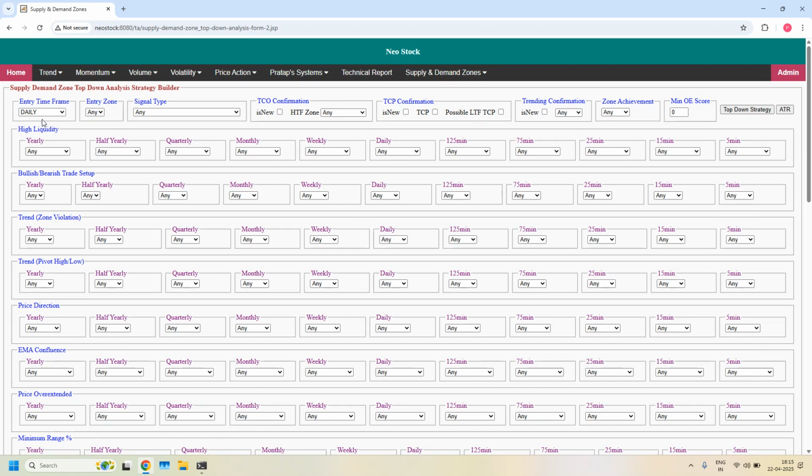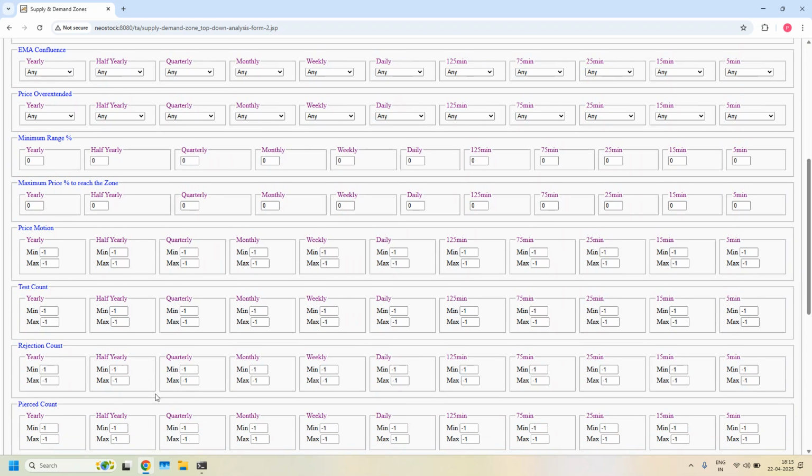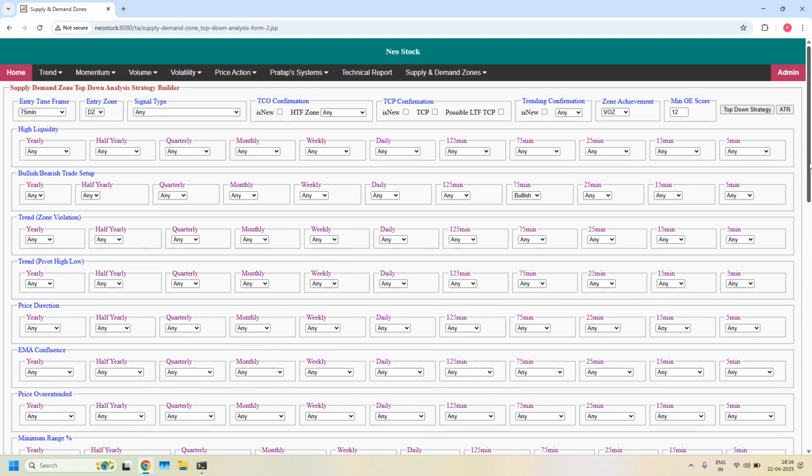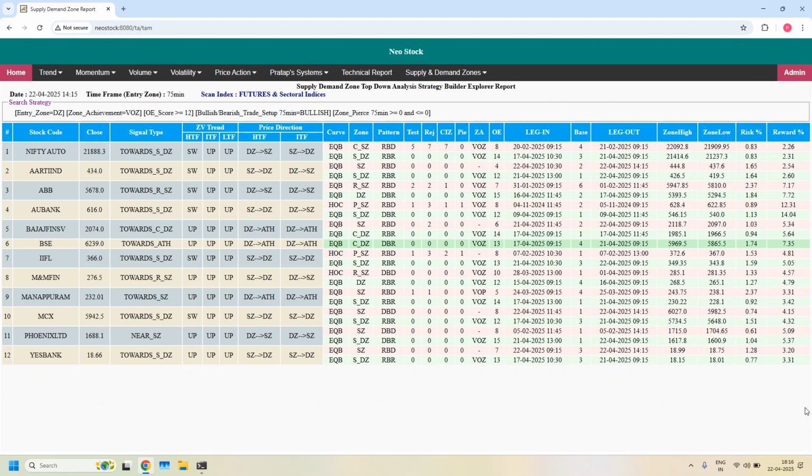So first weekly income trade, bullish trade setup, entry time frame 75 minutes, entry zone, demand zone, bullish or bearish at 75 minutes, I am selecting bullish, zone achievement VOZ, minimum order enhancer score 12, and 75 minutes demand zone should not be pierced. So that's why in the pierced count parameter at 75 minutes time frame, I am setting minimum value 0, maximum value 0. That means 75 minutes demand zone should not be pierced. Pierced count 0 means zone won't be pierced. So total 12 stocks are filtered.